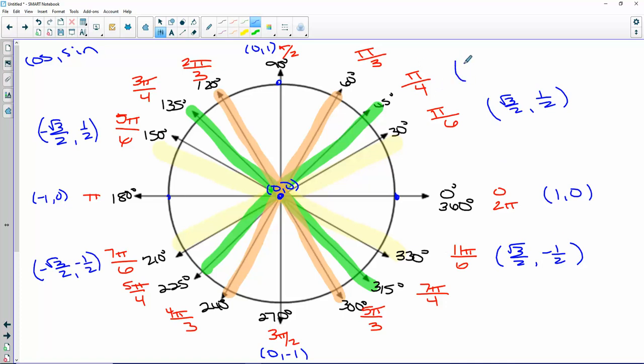Okay, 45. Cosine is radical 2 over 2. Sine is radical 2 over 2. So in the second quadrant, it's the same except the x is negative. Third quadrant, they're both negative.